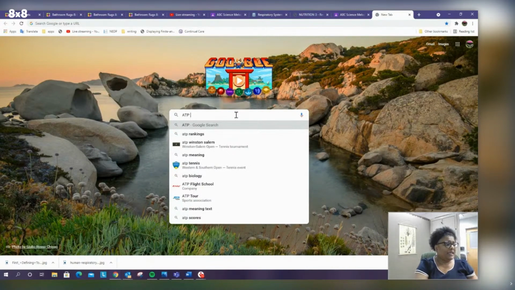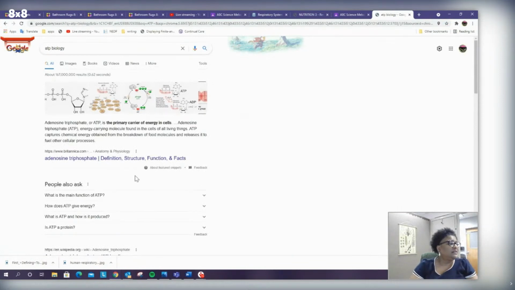ATP, biology. Let's talk about it. So, it is the primary carrier of energy in cells, and it is called adenosine triphosphate, and it is an energy carrying molecule found in the cells of all living things. It captures chemical energy obtained from the breakdown of food molecules and releases it to fuel other cellular processes.